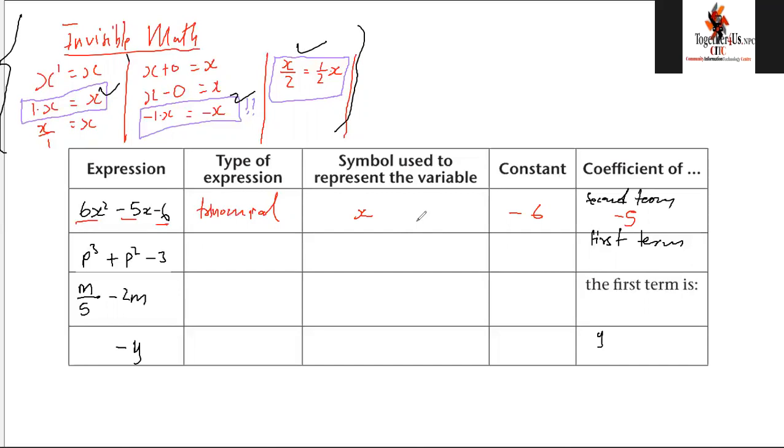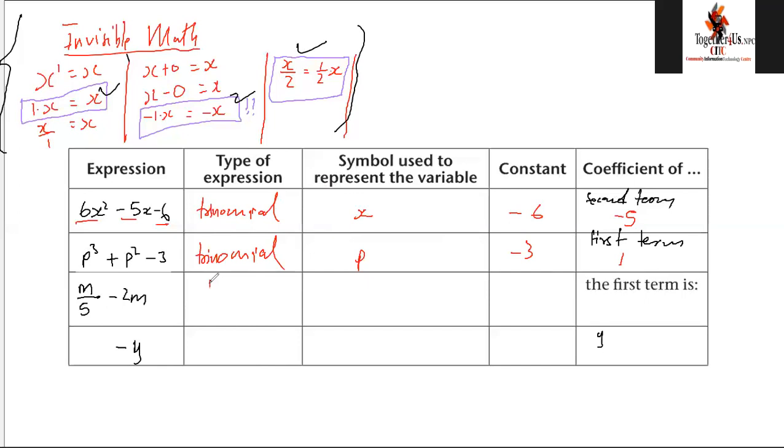What I would challenge you guys to do right now is to pause the video and see if you can complete the rest. Once you've done that, you can then continue playing the video and see if your answers are correct. So what Mr. G is gonna do right now is to complete this. We can see this is also a trinomial. The symbol used is P, and the constant term is a negative 3. The coefficient of the first term is a 1, positive 1. Remember the invisible math.